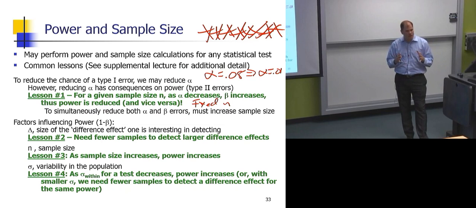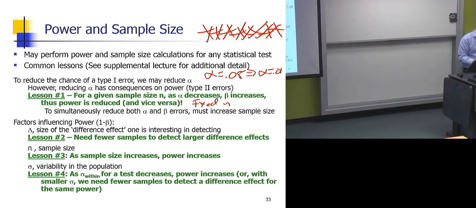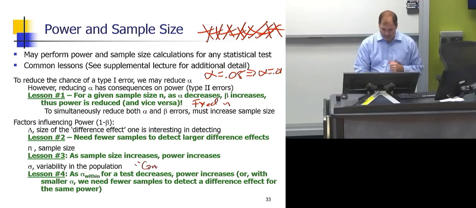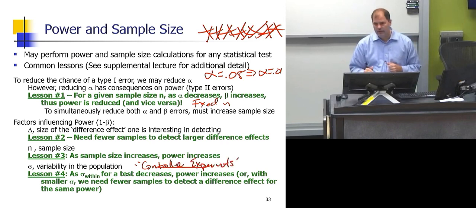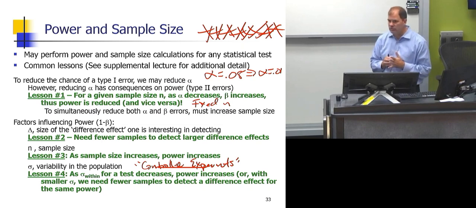And as the standard deviation goes down, power goes up. And the way to remember that one is think about controlled experiments. If you control the experiment and you have less noise, you'll have less sigma within a group, and you'll be able to have better power to detect differences. If you have an uncontrolled experiment, that's going to change.